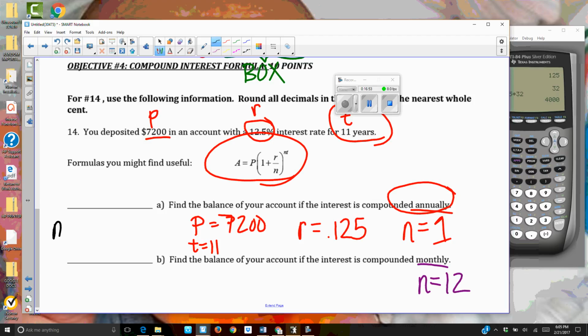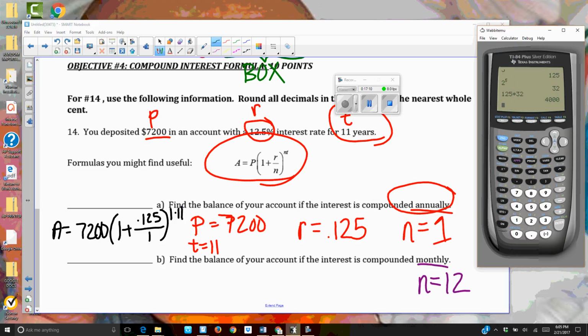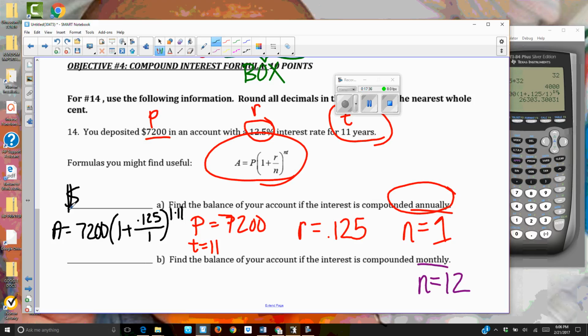So we're solving for A for both these problems, so you're just going to put it in your calculator, exactly like it looks. So 26,303. And 30 cents.